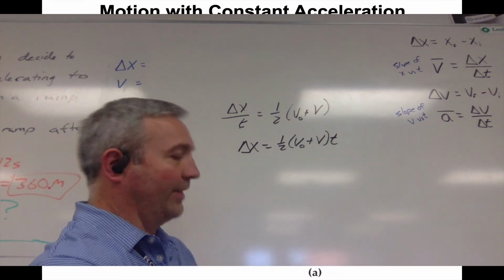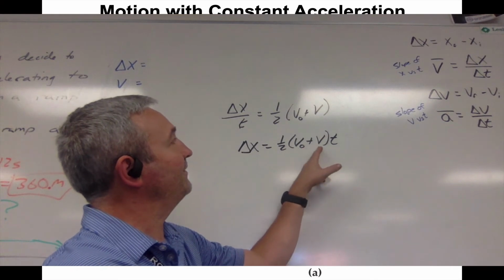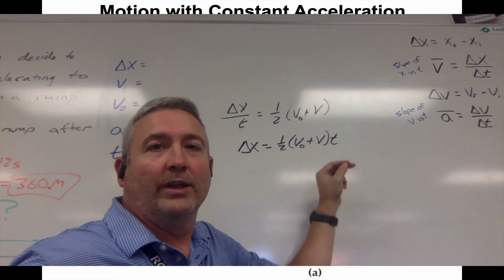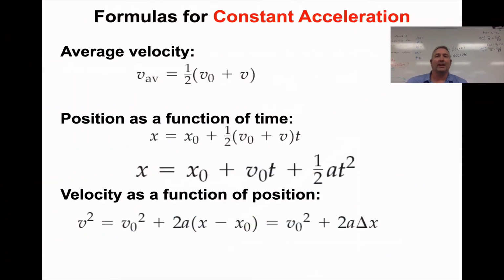Okay. Now that gives us the ability to find a displacement if we know the initial velocity, the final velocity, and how long it took between those two times. So that is one of these. As you can see, a position is a function of time. So these formulas all work in constant acceleration, but only constant acceleration. So we can find position, and position versus displacement is just x minus x naught.